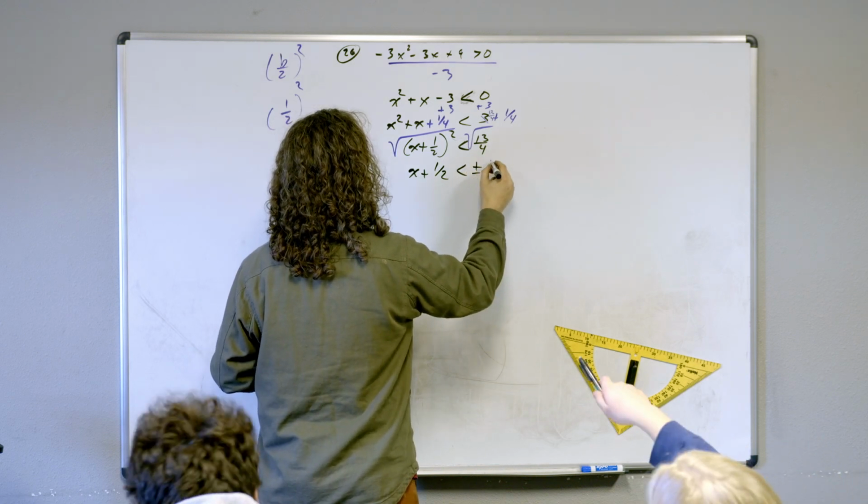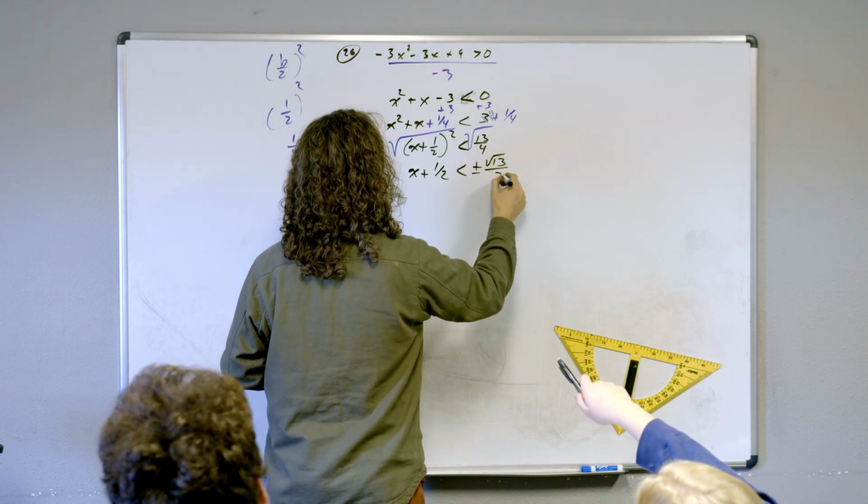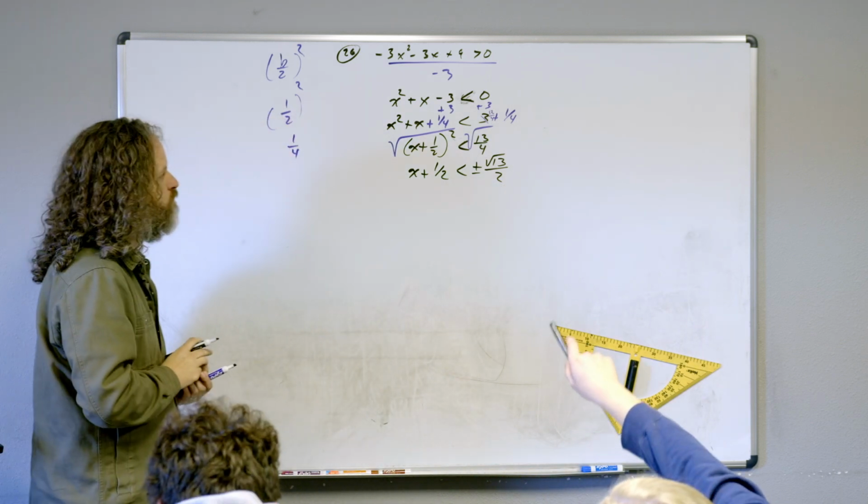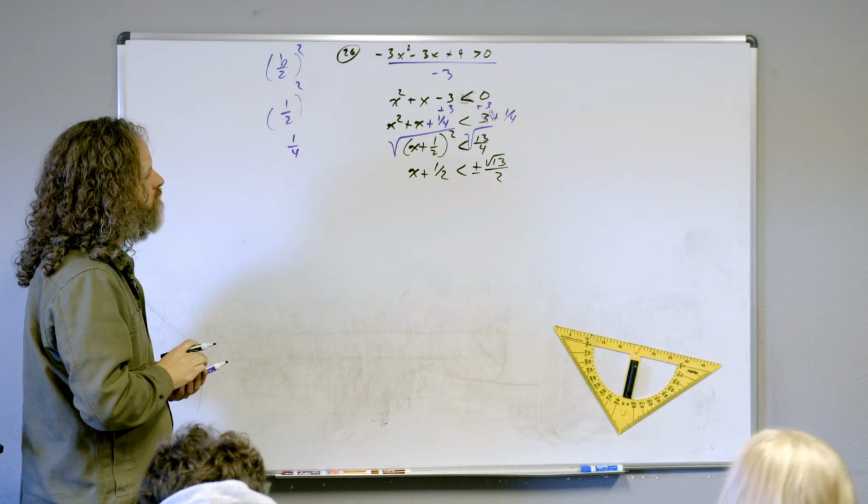Plus or minus the square root. Isn't there a little 2 on the x? No, because we squared it. No, it's right there. I see it.